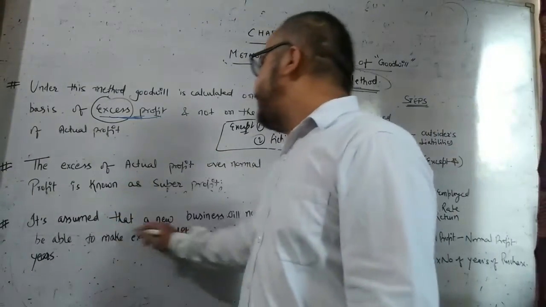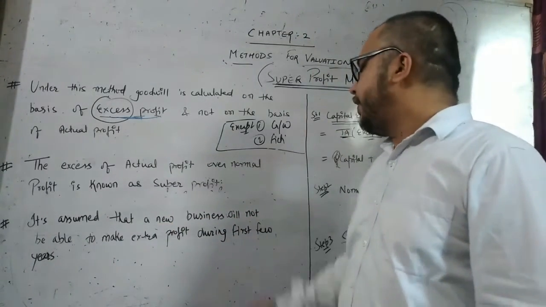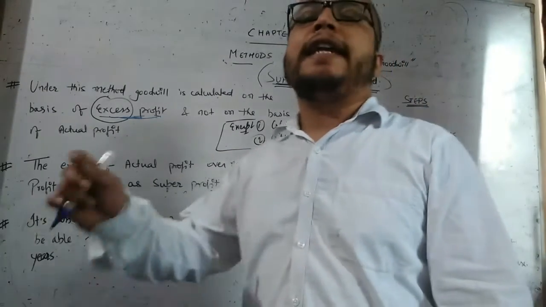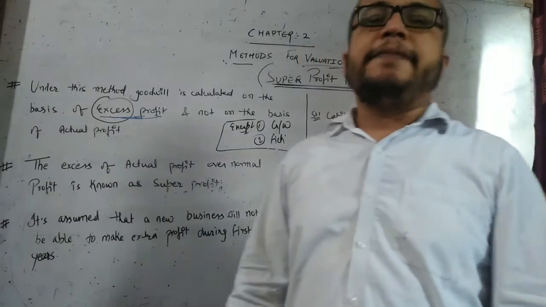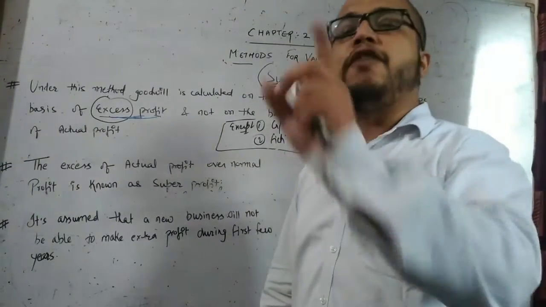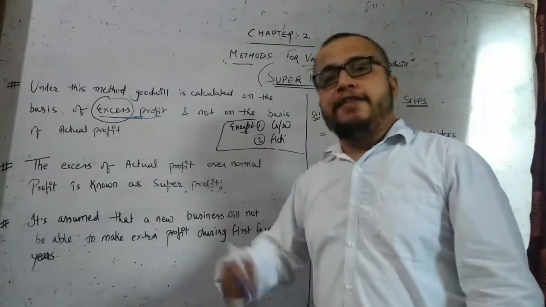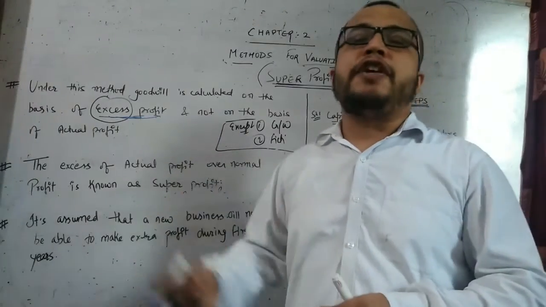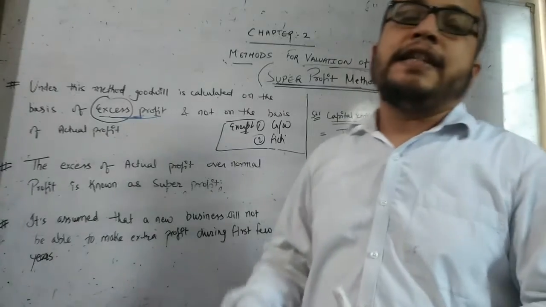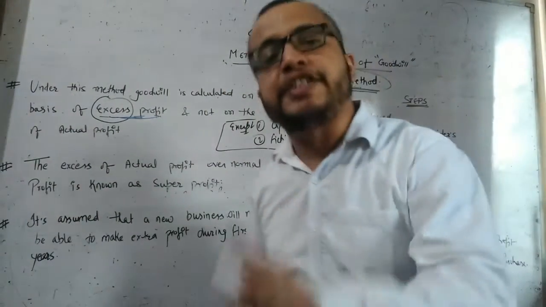In general, it is assumed that a new business will not be able to make extra profit during the first few years. Therefore, it takes help of an old business. It means they will purchase the name of the old business. When they purchase the name of an old business, that thing is known as goodwill. Now, as you know, the name of the old business will benefit you for a few years in future, and the years for which that name benefits you is known as number of years of purchase.